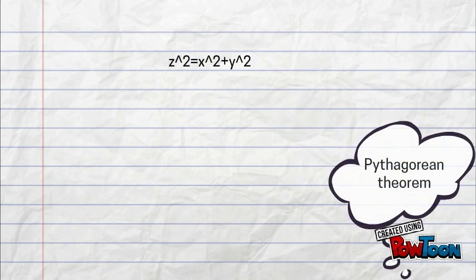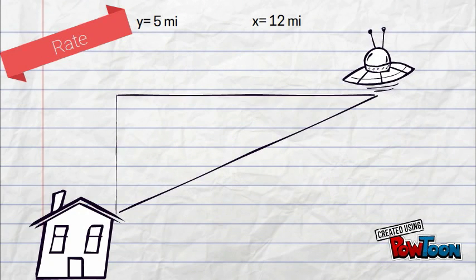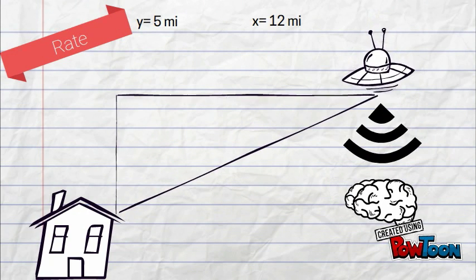Using the equation z squared equals x squared plus y squared, the Pythagorean theorem, we see that z squared is equal to 12 squared plus 5 squared. Simplify to 144 plus 25, which is 169, and take the square root of both sides, and we find that z equals 13.